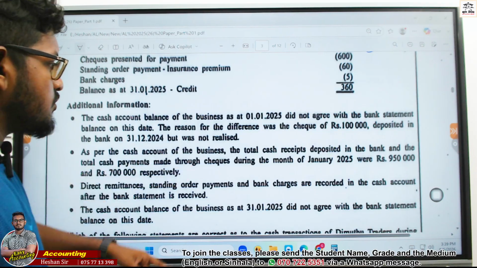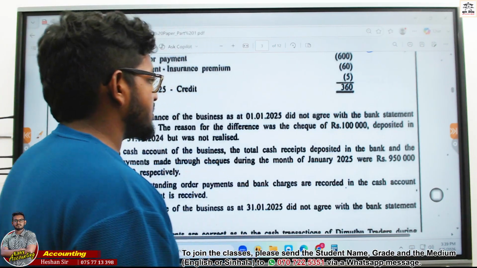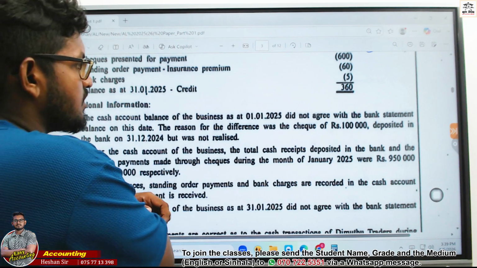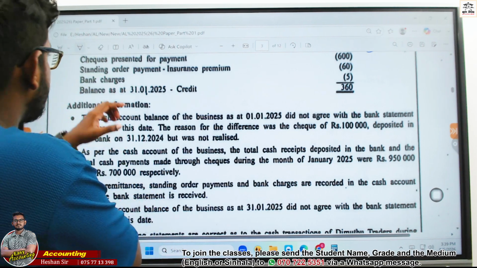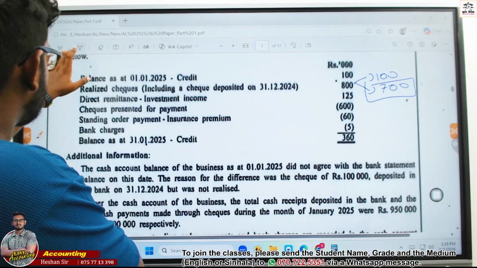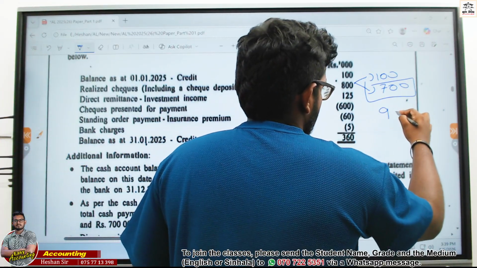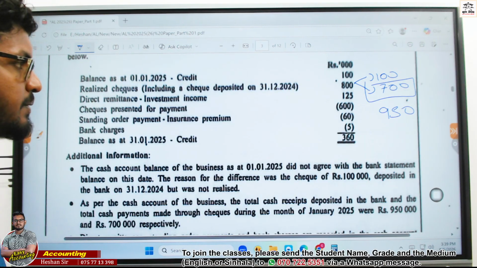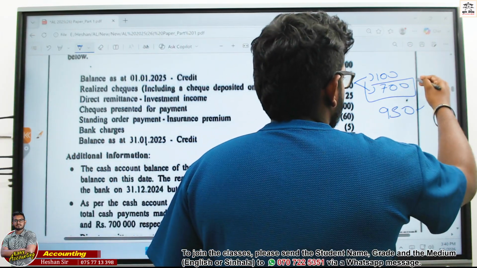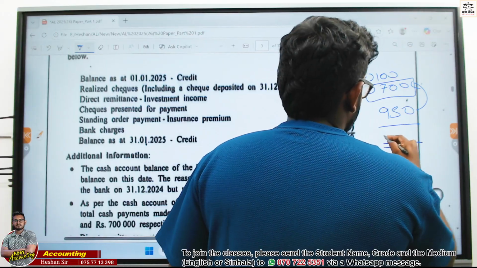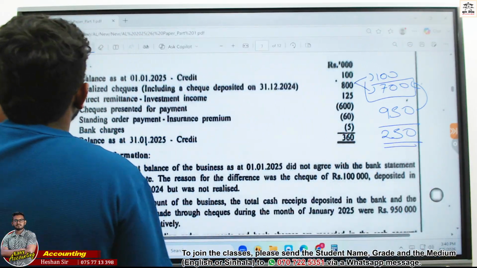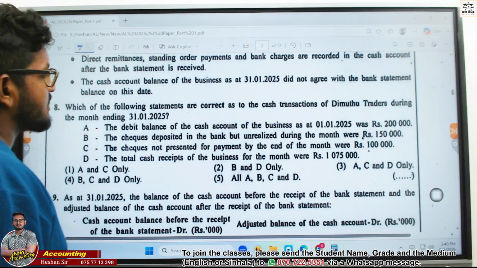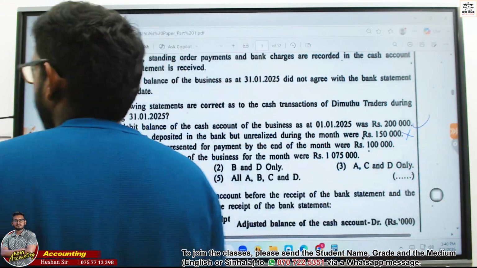Now you can see, as per the cash account of the business, the total cash received and deposited in the bank and the total cash payment made through the checks during the month was 950 and 700 respectively. So 950 is the total cash received deposit. Of the 950, minus 100, 250 is what has been realized. Not 150, 250. The second one is incorrect.